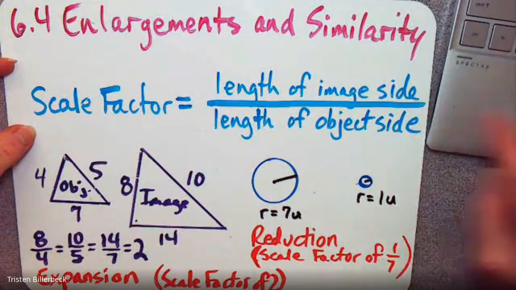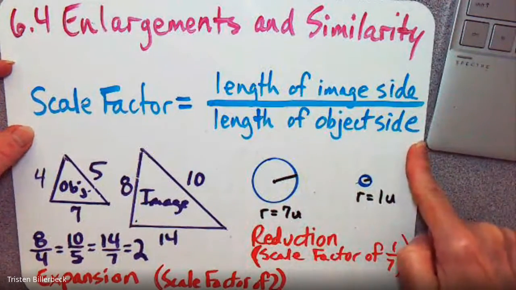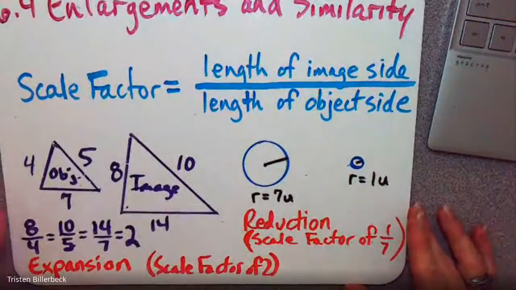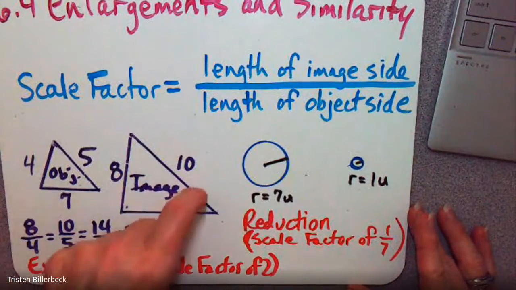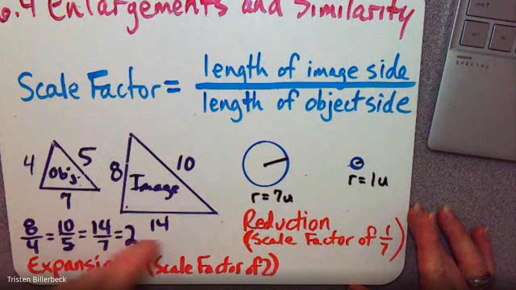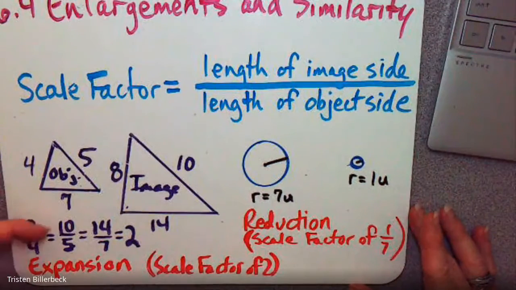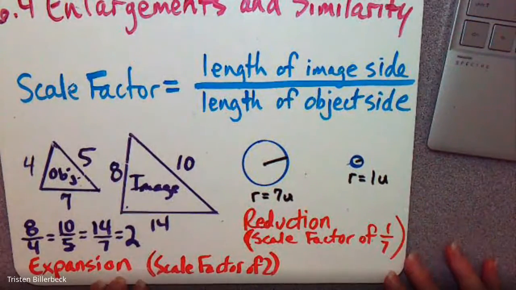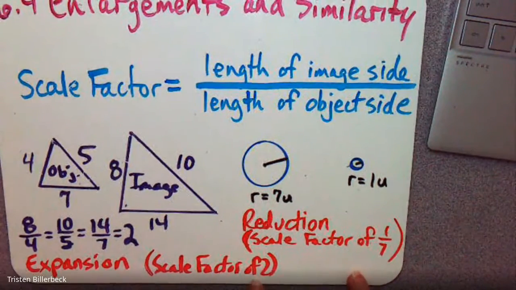So if we have a scale factor, it's the length of an image side over the length of an object side. If we have two similar triangles like this, we put the image side over the corresponding object side, and we do that for every single side. We get a scale factor of 2, because 8 over 4 is 2, 10 over 5 is 2, 14 over 7 is 2. This is called an expansion when we have a scale factor greater than 1. We have an expansion. So this scale factor is 2.